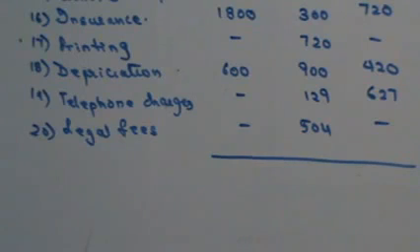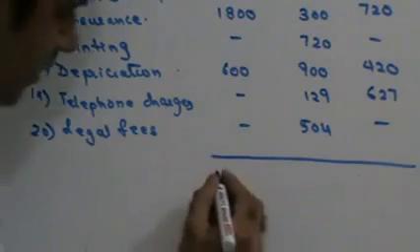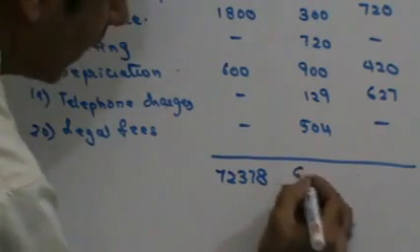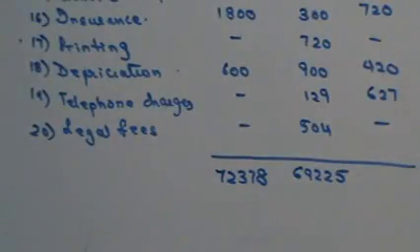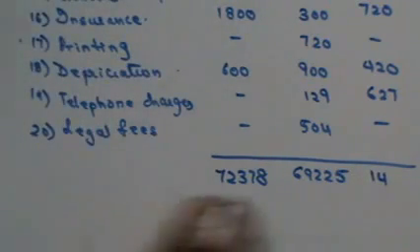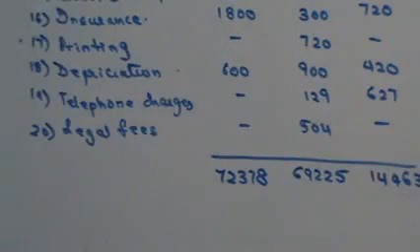Someone please do the addition and tell me how much this is. 72,378. Which one? The first one. 72,378. Right? The second one is 69,225. Right? And the final one? So depreciation came twice? Yeah, one was factory depreciation and then they again gave you depreciation. ₹1,44,633. Someone check that please.